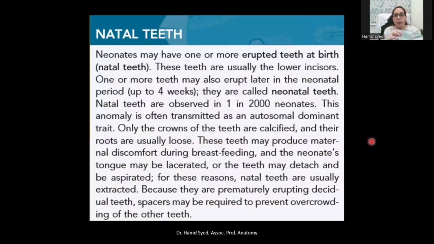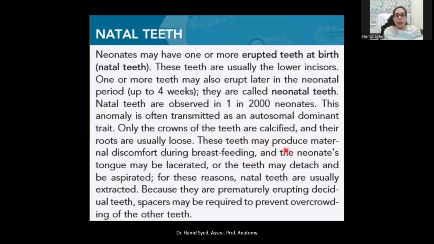You should also know about neonatal teeth. Although this is quite rare, a baby might be born with a tooth. And this is known as the natal tooth, which is observed in about 1 in 2,000 neonates. Sometimes the tooth might erupt within the first 4 weeks after birth, known as the neonatal tooth. Now, this is an anomaly often transmitted as an autosomal dominant trait. Only the crowns of such teeth are calcified and their roots are usually loose.